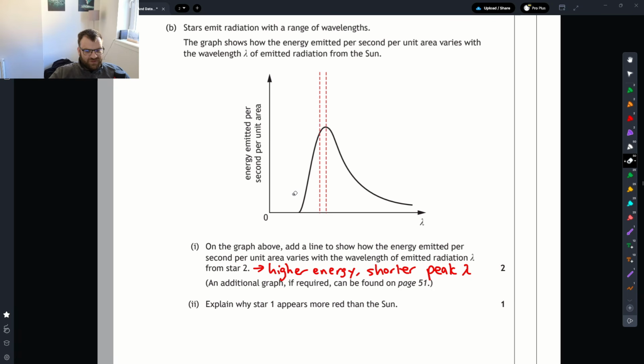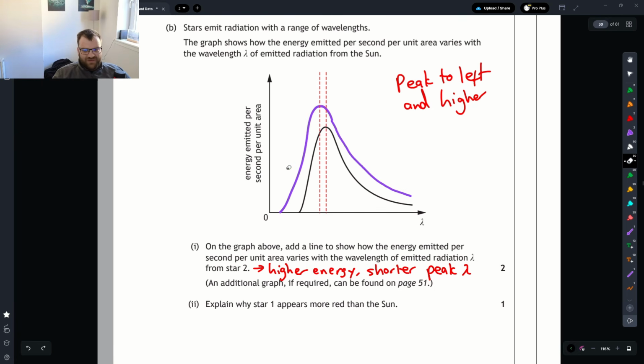And we want to make sure that because it's higher energy and the y-axis is energy, it has to be taller. So it has to go up higher. So peak to the left and higher and something like that. And I'm not going to tell you how many times I tried to make this actually look like a curve. But yeah, the peak is the kind of focus point, I would say, for that one.